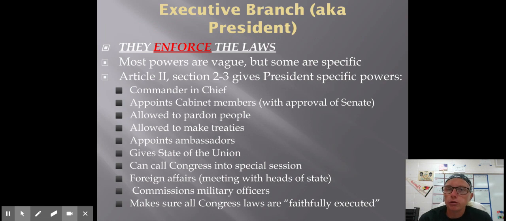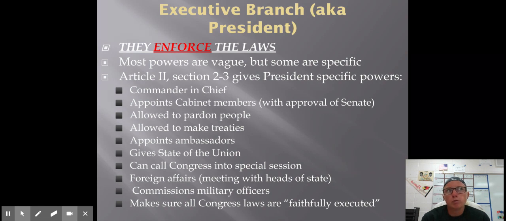This is Article 2. We call our leader of the executive branch the president. Other countries call them prime ministers, or they might call them premiers. We call ours the president. And any executive branch in any country, their job is to enforce the laws. Most of the powers are vague of what the president can do, but they do give some specifics in Article 2, Sections 2 and 3. And I'm sure you've probably heard of some, you might not have.